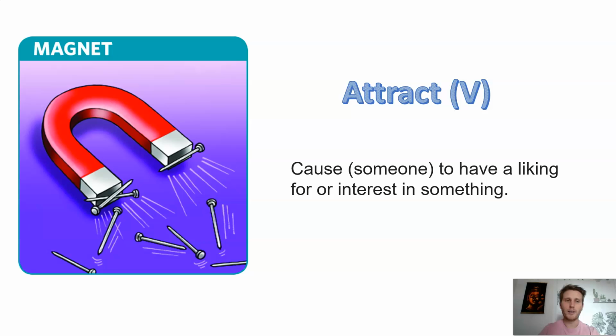So attract. The magnet attracts the nails, for example. So that is an analogy for you. You attract all the things that you like, or you are attracted to someone or to something. So attract is a verb.